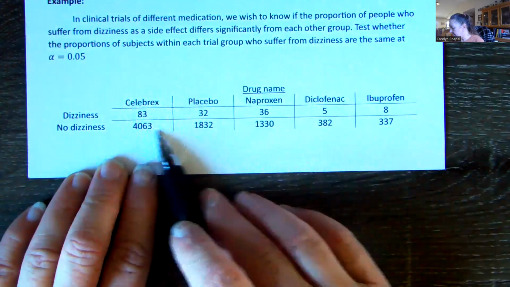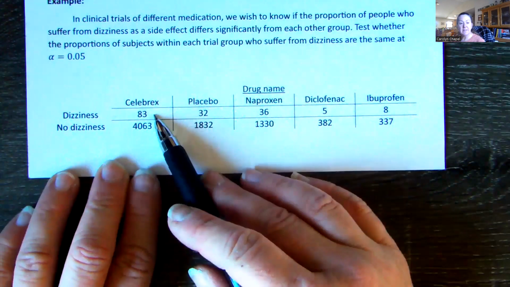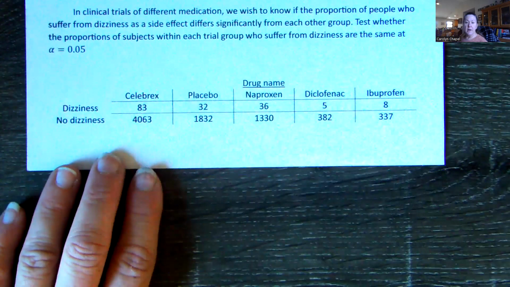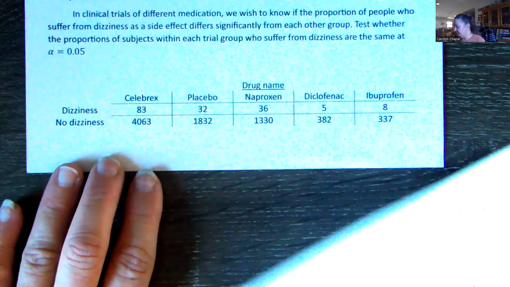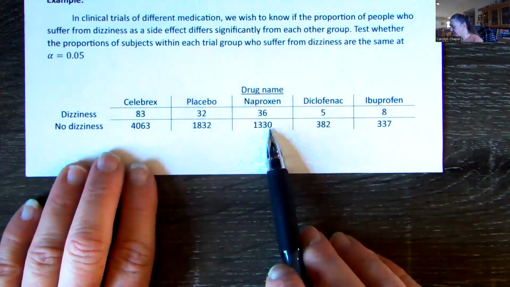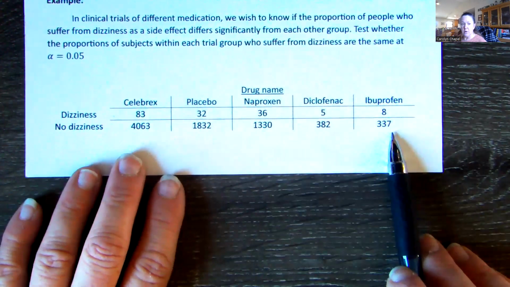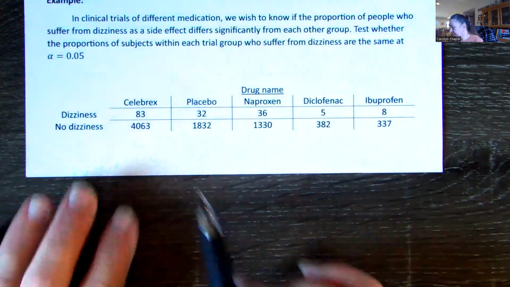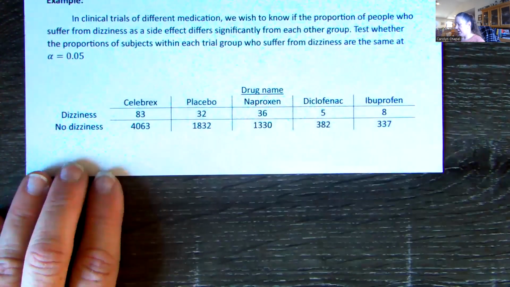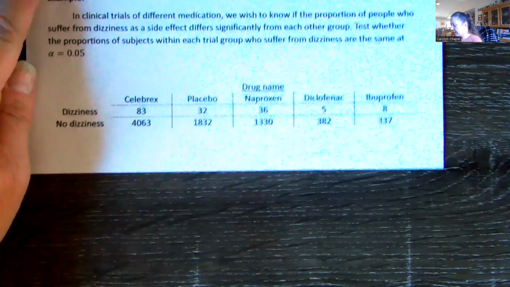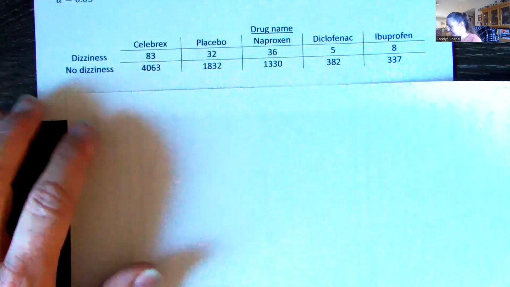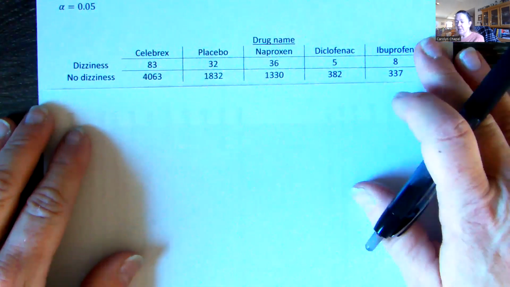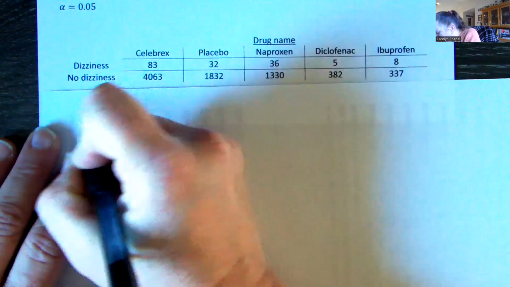And we put all the people in, whether or not they have dizziness or no dizziness. And we want to go through and find out if there is a difference in the proportion of people who suffer from dizziness or the proportion of people who don't suffer. You can think of it either way, at an alpha level of 0.05. Okay, so I'm going to go through my 5 steps. Again, I am going to use StatCrunch to save me all of the work that I possibly can.